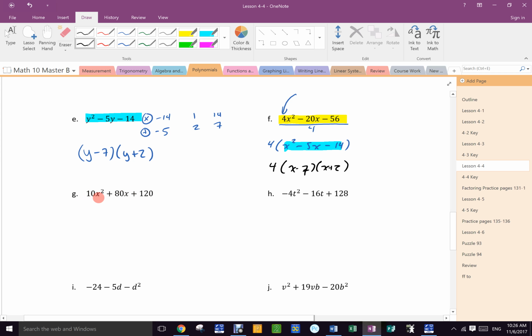So what do I got to get rid of there? I don't like that 10. So how do I get rid of it? Same way I get rid of every coefficient. I divide by 10. Where do I have to put that 10? Where's that 10 go?